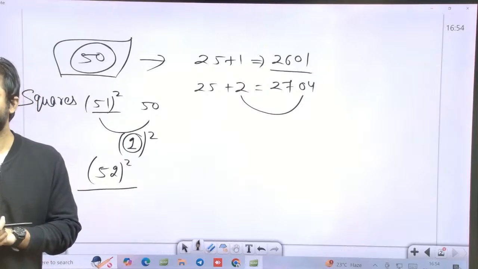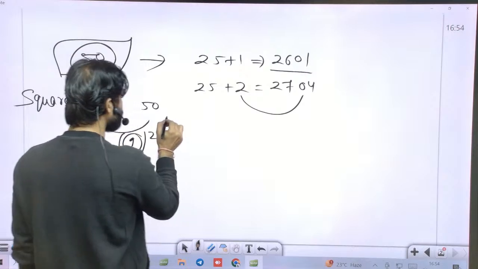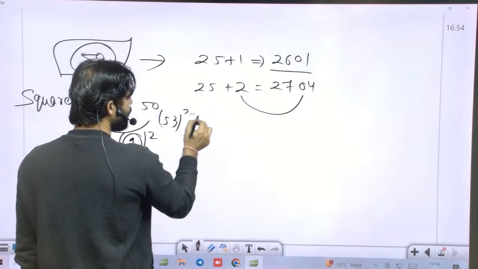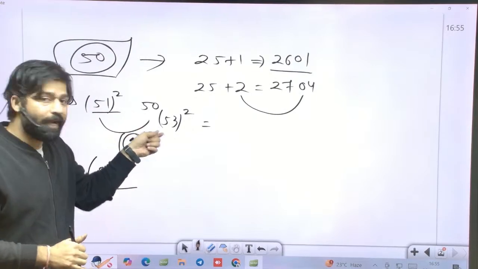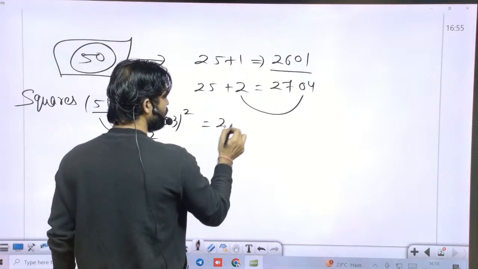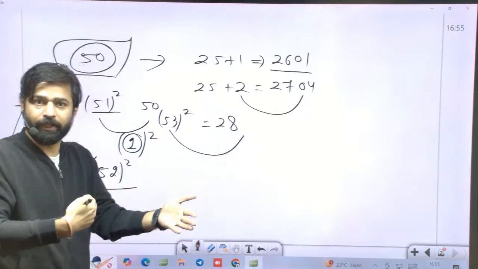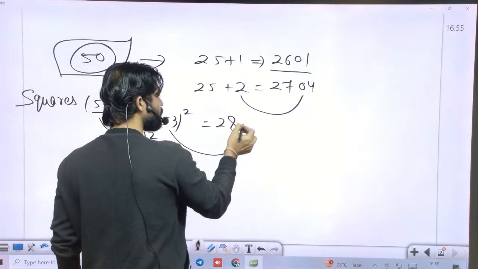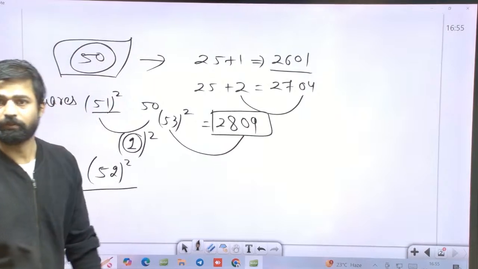Done. Let's do 53. So what will be the square of 53? I'm writing it directly now. You can write it directly. We have to add 3 to 25, so 25 plus 3. And we have to square that 3 which we have added. So 3 square is 09. So the square is this.